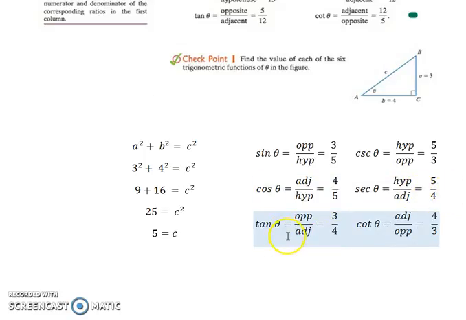The tangent is opposite over adjacent, so 3 over 4. And the cotangent, of course, is just the reciprocal of that one.